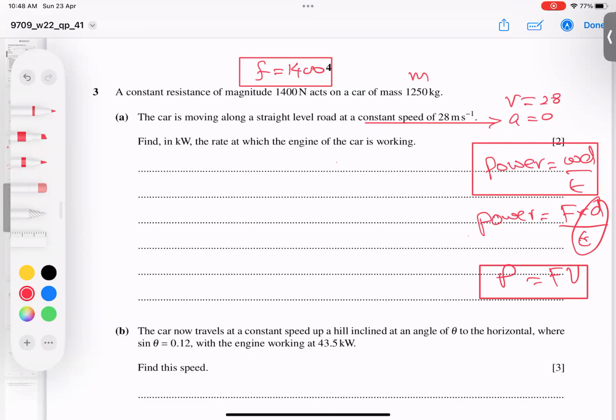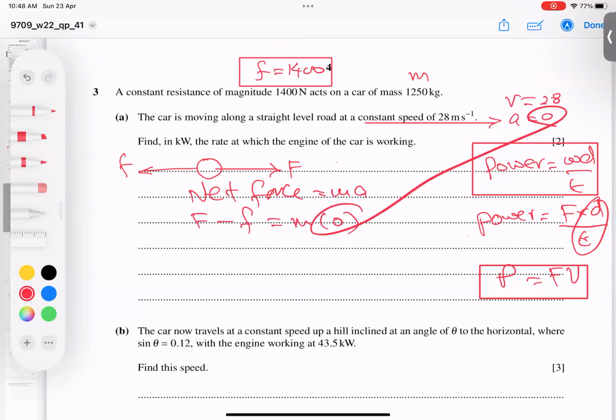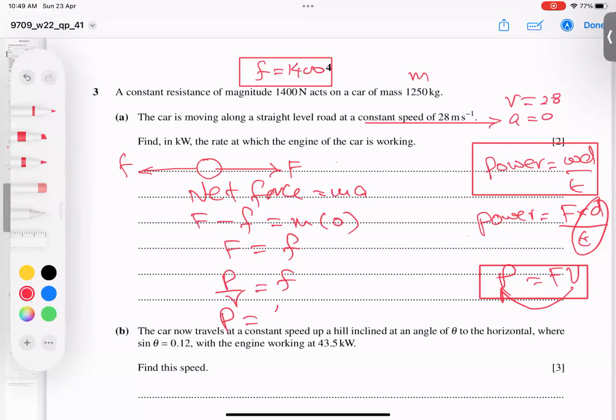But first of all, because the particle is moving, you know it very well. When the particle is moving, there is the applied force and the back force, which is the frictional force. We can say net force equals ma. Applied force, capital F, minus small f equals m times 0 because acceleration is 0, students. So capital F and small f are equal to each other. If I bring velocity, speed, under power, then power by v equals friction force. So power equals friction force 1400 times speed 28.